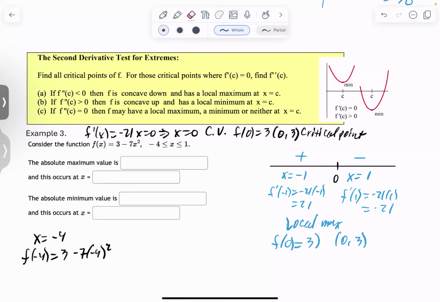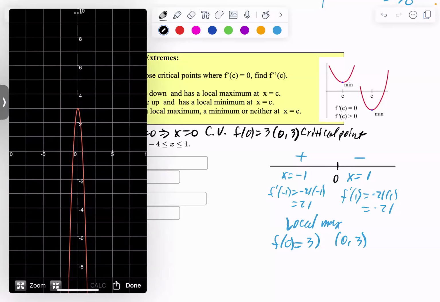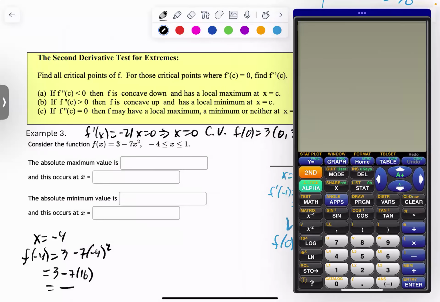So this is going to give us 3 minus 7 times 16. Needless to say, that's going to be a negative value. Let's figure out what that value is. 3 minus 7 times 16, negative 109. And at x equals the other value, x equals 1, so f of 1 is 3 minus 7 times 1 squared. 3 minus 7 is negative 4.